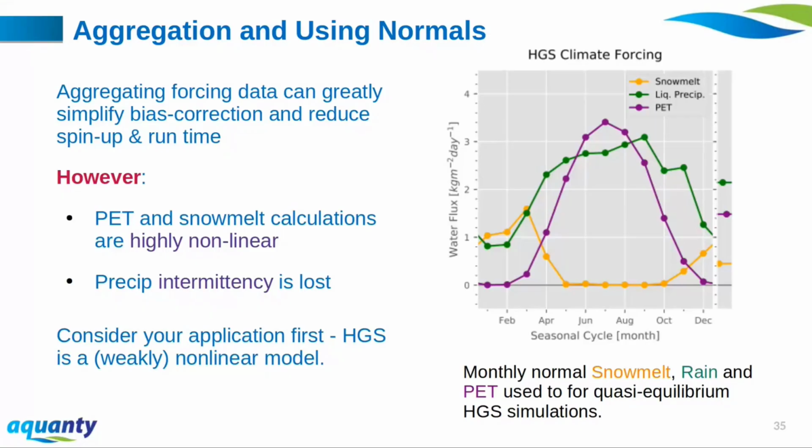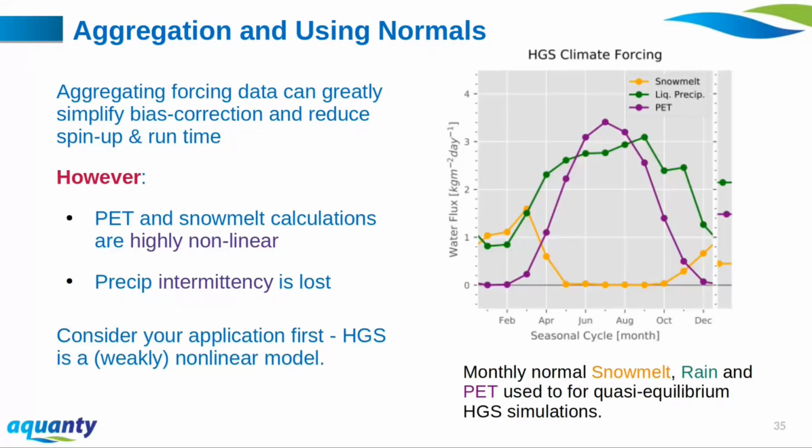And so what I essentially do is I take a 30-year period. For each month, I average the climate for that month, and then run an average seasonal cycle with the hydrological model. And this is pretty good for spin-up. There are major problems with this, though.